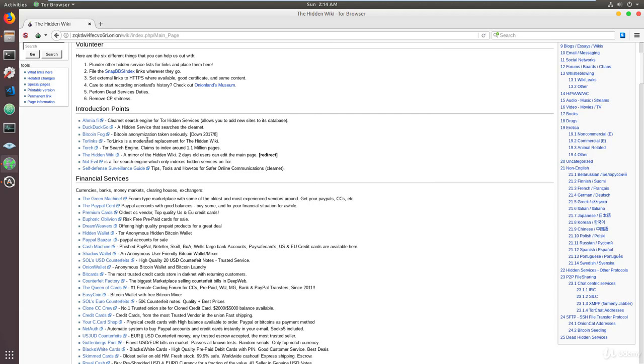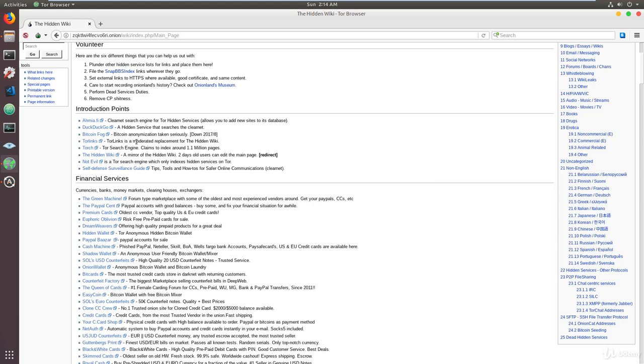You then have your Tor links, which are Tor links that are moderated as a replacement for the hidden wiki, so these are an extra repository of links. You have the Torch search engine. You then have your hidden wiki, which is essentially a mirror of the hidden wiki. You have the not evil search engine, and finally the self-defense surveillance guide. So these are all fantastic introduction points.